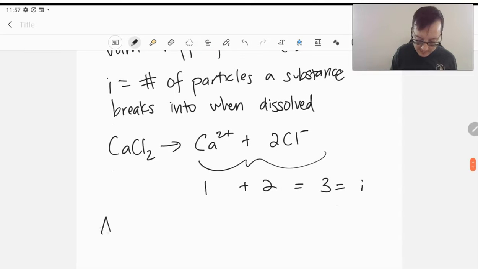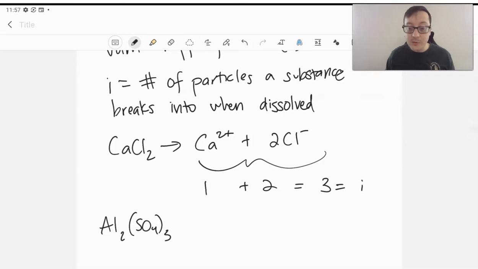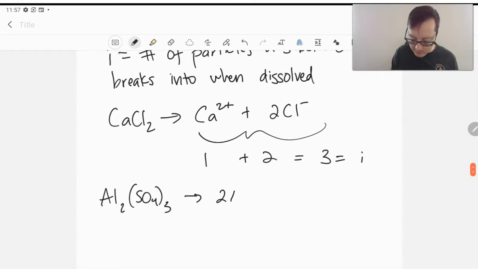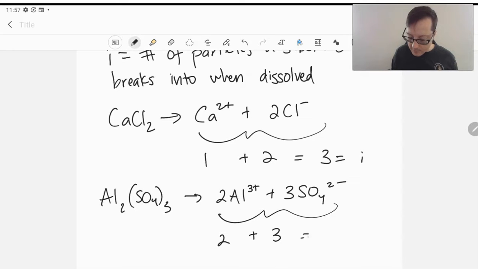We saw that something like, let's see, what would be a good example here? No, aluminum sulfate is soluble. Yeah, we can do that. If we have something like aluminum sulfate, which presumably is soluble, because it's not one of the exceptions for sulfates, we're going to see that this breaks up into 2 aluminums and 3 sulfates, and put together, its van't Hoff factor will be 5.